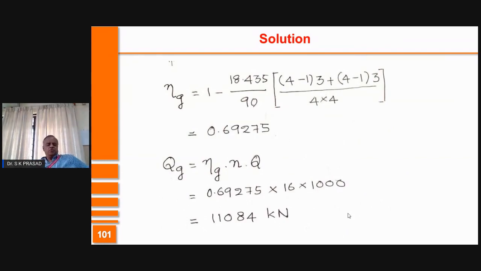Therefore, group capacity is equal to eta g 69.3% multiplied by 16 piles, each with a capacity of 1000, amounting to 11,084 kilonewtons. So this is how the solution is. The formula is also given in the problem. It only requires you to apply the data properly and arrive at the solution.